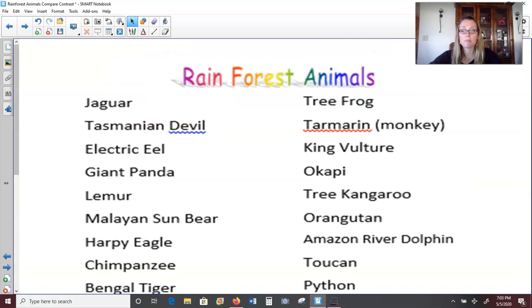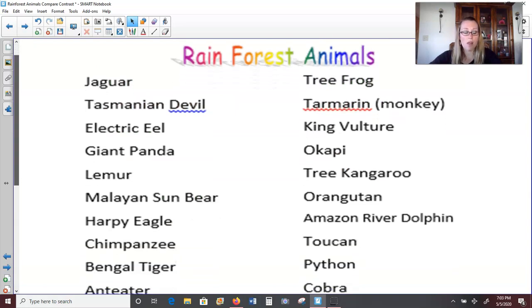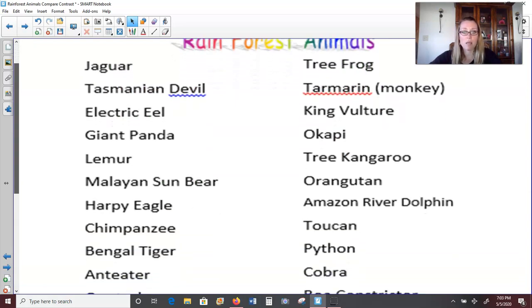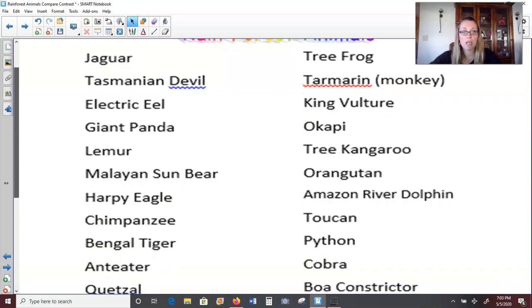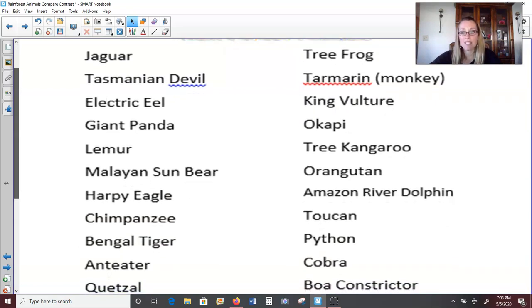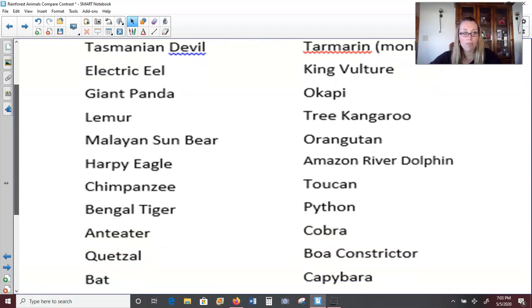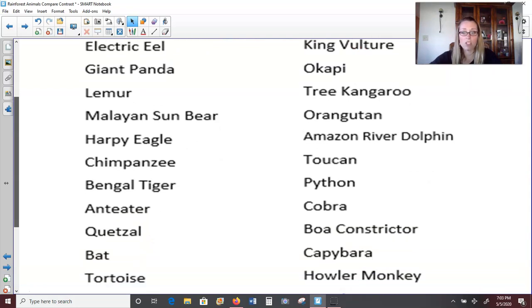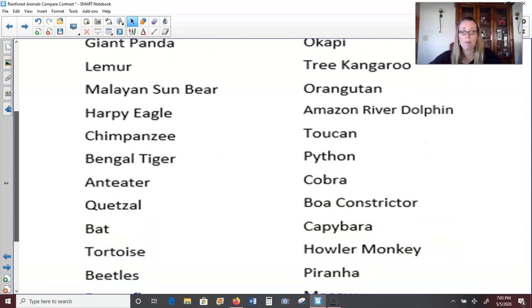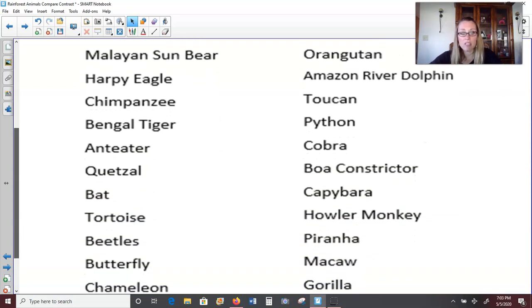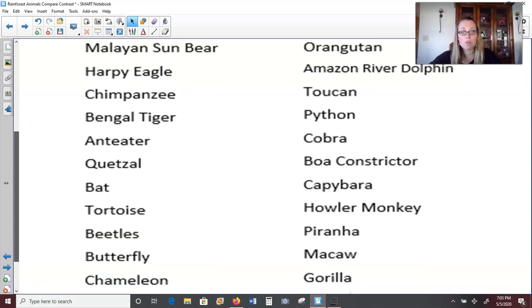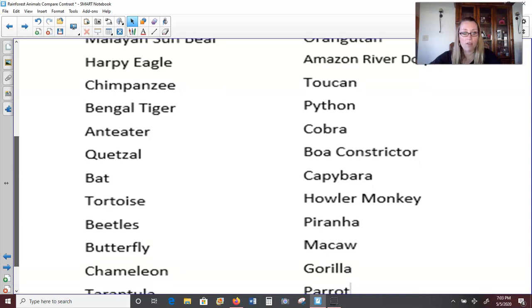There are some other rainforest animals on this list that I found. Some are different. We've got tamarins, which are types of monkeys, king vultures, Tasmanian devil. We've got the Amazon river dolphin, which is really cool to learn about, chimpanzees. We have Bengal tigers in the rainforest. Quetzals are really pretty birds that have extremely long tail feathers.